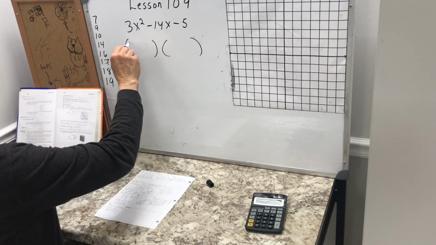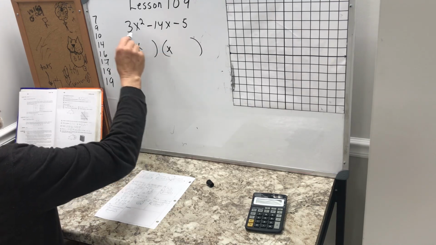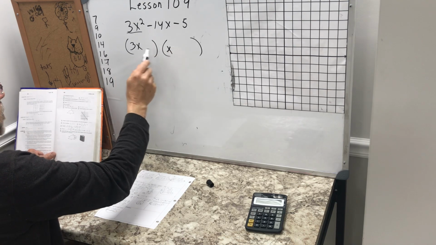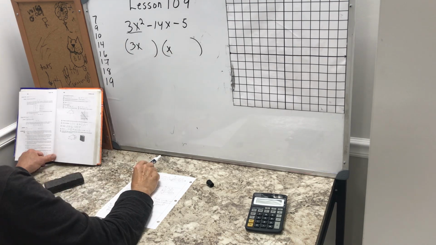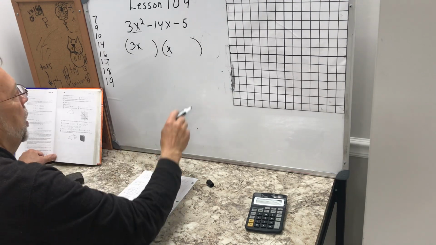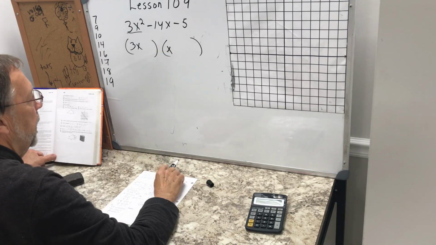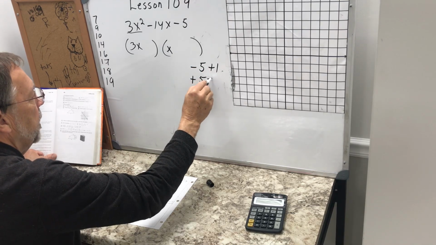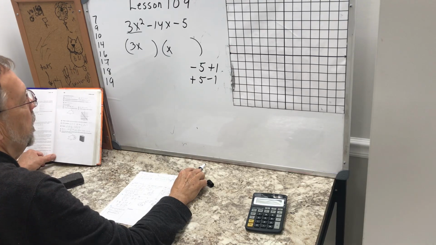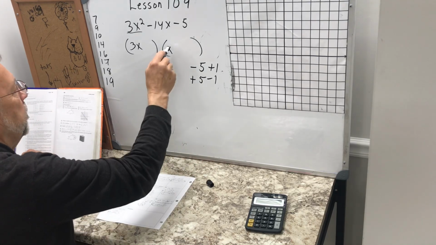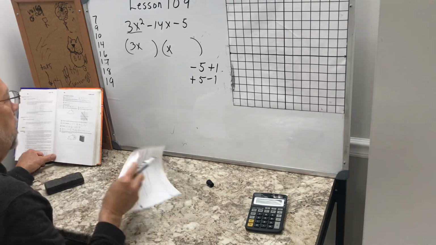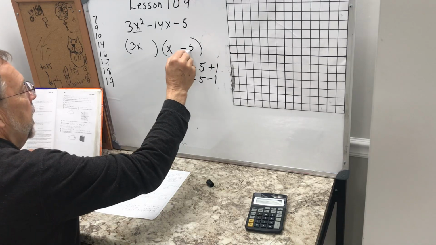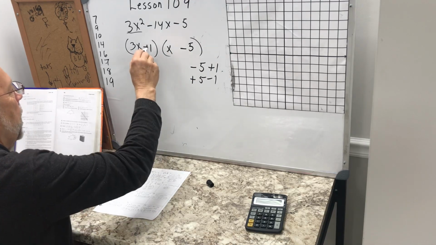We're going to take 3x and an x here, because when we multiply this back, we will come up with 3x squared. Now the possibilities here are all of the possible multiples of negative 5: a negative 5 and a positive 1, and a positive 5 and a negative 1. Those are the only two that I know of. One of these will work, and I'm just going to tell you which one it is so that we can move on fairly fast. In this case, it's going to be a negative 5 and a positive 1, and I'll show you why.